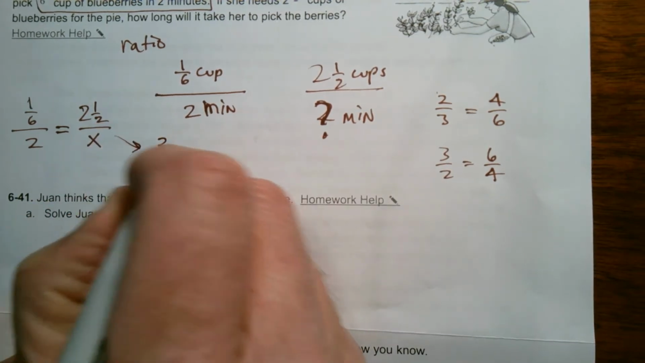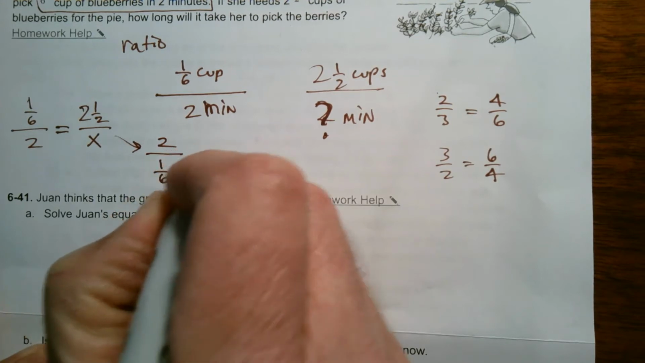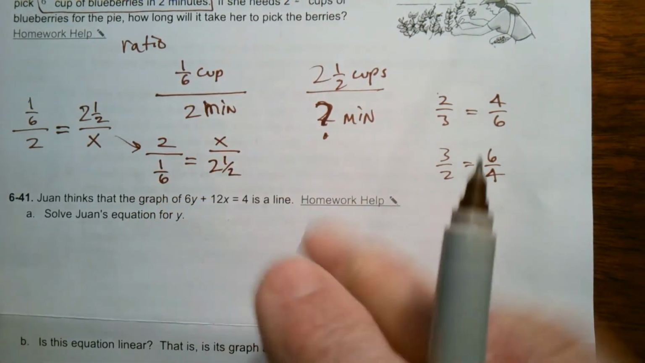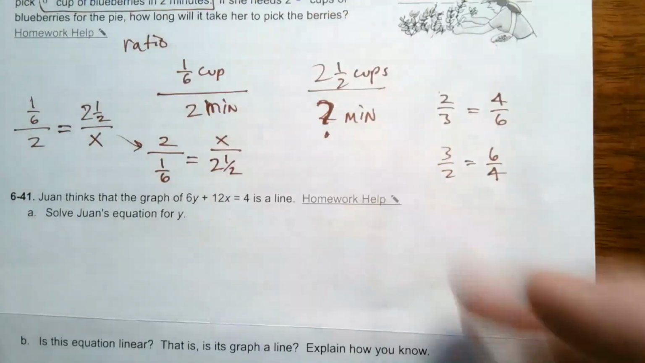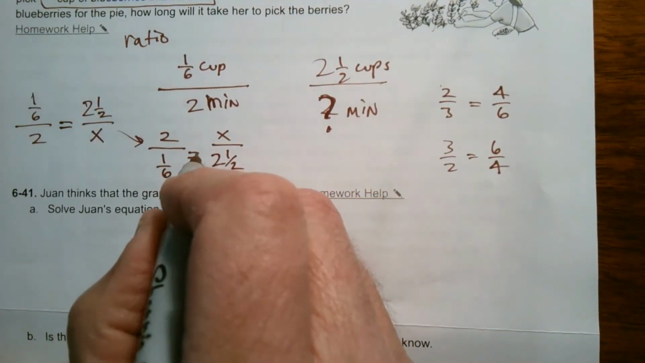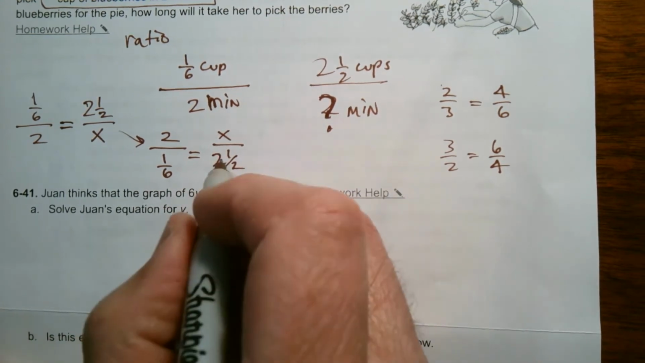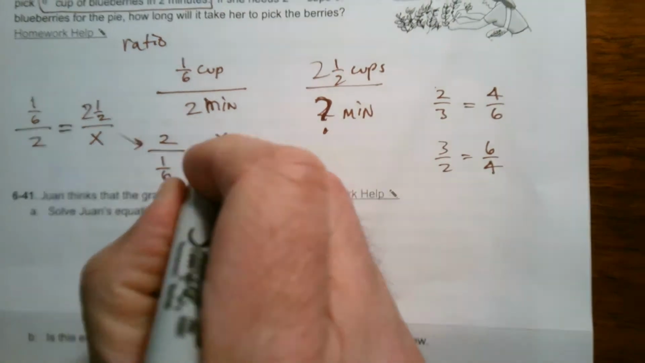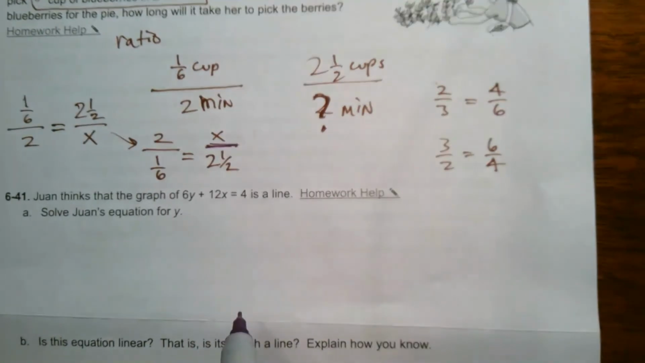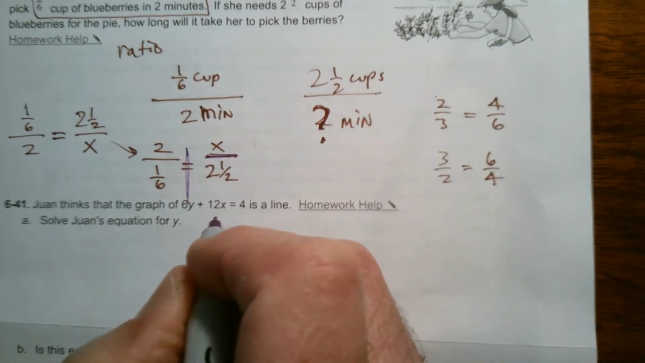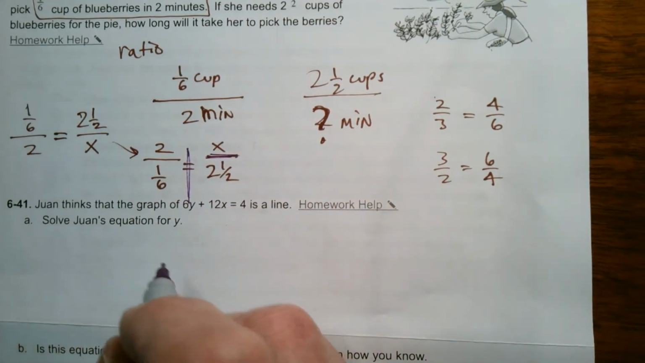So 2 over 1/6 is the same thing as x over 2.5. I basically took those two fractions and flipped them. I did that because I'm trying to solve for x. Well, I'm there because what I have is x divided by 2.5. And when you're trying to isolate x in an equation, you're trying to get x alone.